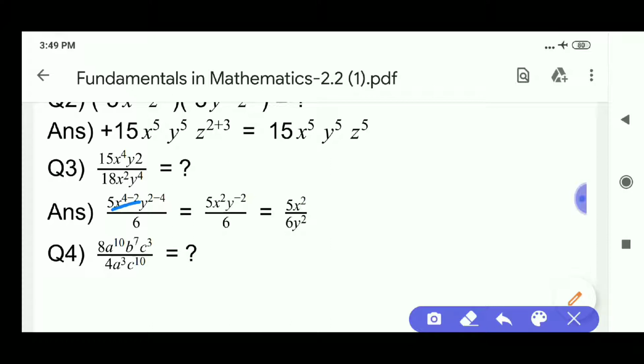And y power 2 by y power 4 becomes y power 2 minus 4. So it is 5x square y power minus 2 by 6. We know the formula a power minus m is equal to 1 by a power m. By that formula, it is 5x square by 6y square.